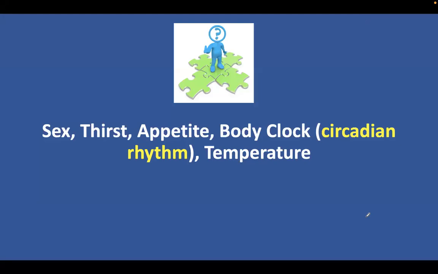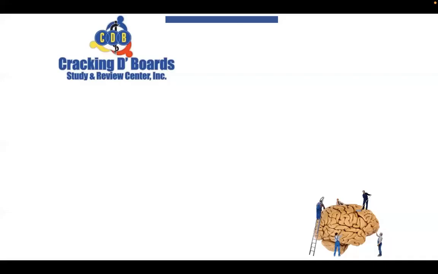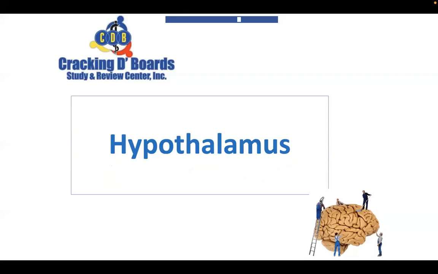Now, what part of the brain is responsible for the circadian rhythm? It also regulates sex, thirst, appetite, as well as temperature. The key word here is the circadian rhythm. So this is, of course, the hypothalamus.